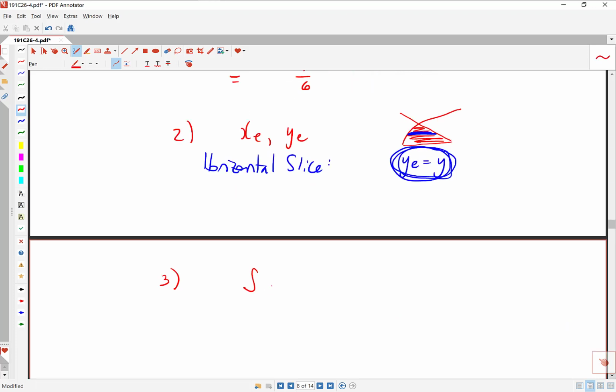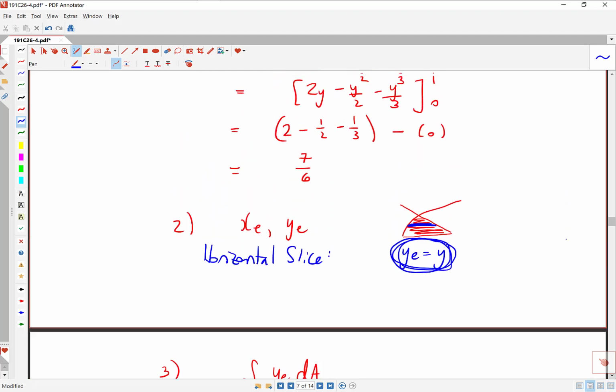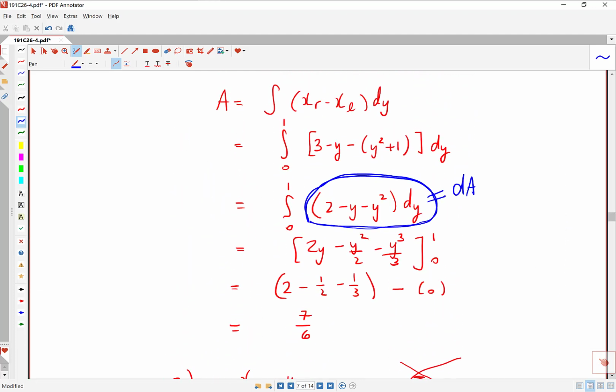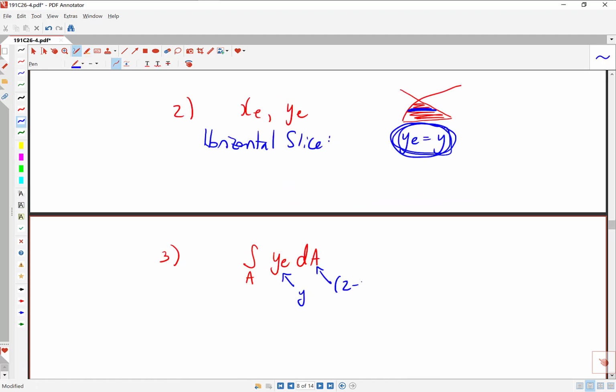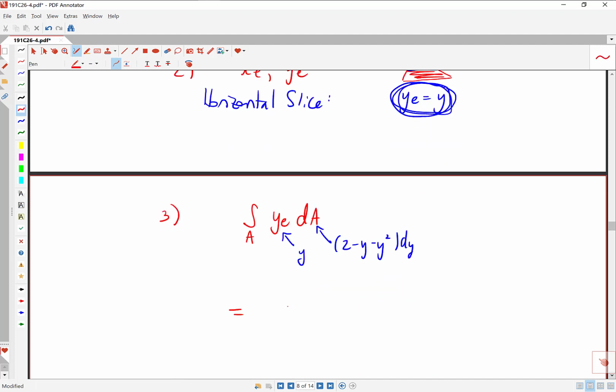This is where we calculate the integral of y sub e times dA, and we're integrating over the entire area A. All the pieces of the puzzle would be in your previous 2 steps. So we decided that y sub e is equal to y, and we can get dA from looking back at step 1. So dA was just whatever we integrated in step 1 to get the area, and we actually decided to highlight that to save us a little bit of time. So it's 2 minus y squared times dy. Okay, then we can plug everything in here.